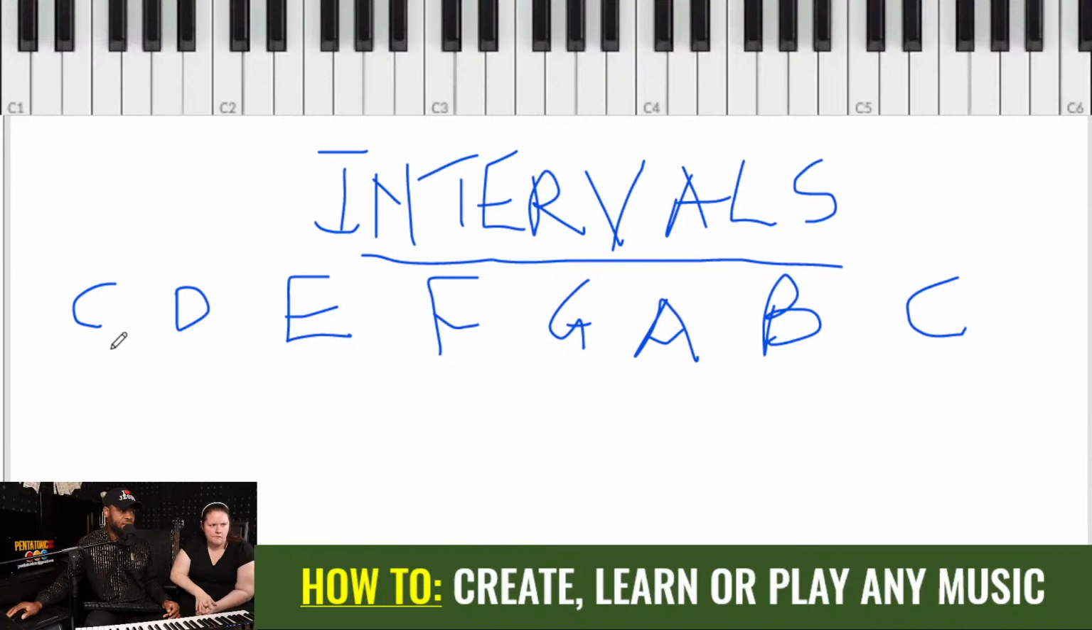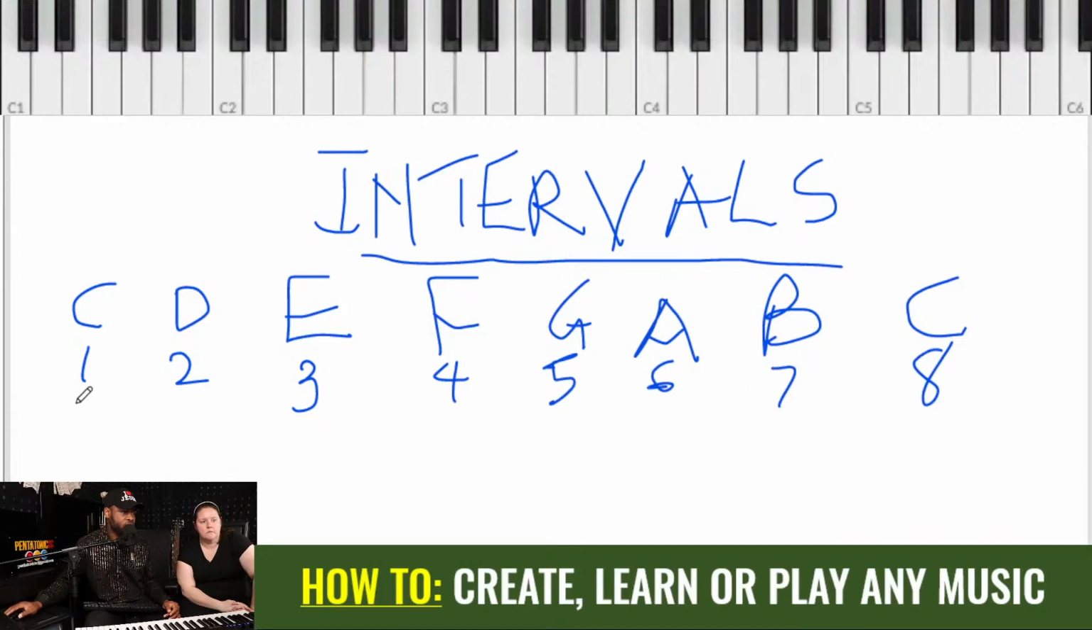Remember, C is a tone, but in order for us to look at intervals, we're going to look at the numbers. This is the same thing as do, re, mi, fa, sol, la, ti, do, which is the same thing as 1, 2, 3, 4, 5, 6, 7, 8, and which is the same thing as your do, re, mi, fa, sol, la, ti, and do.